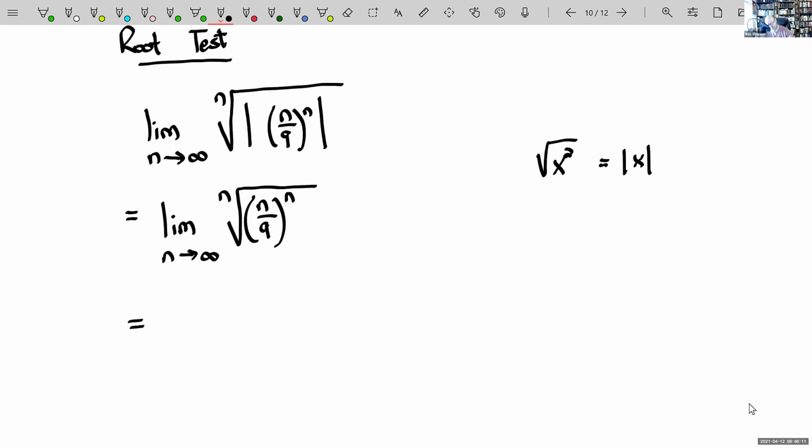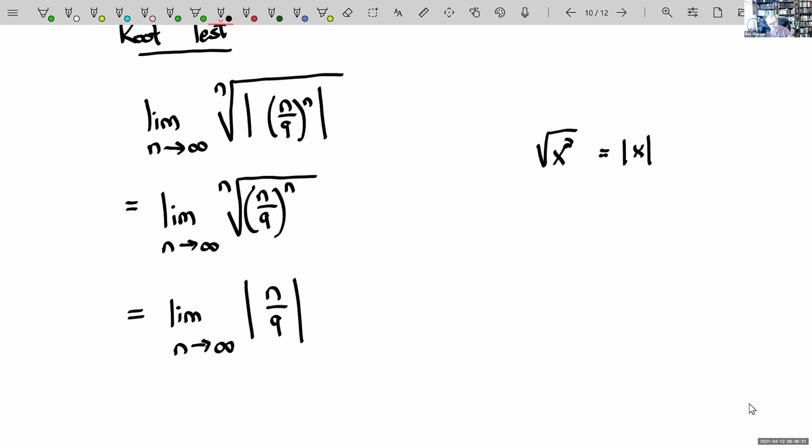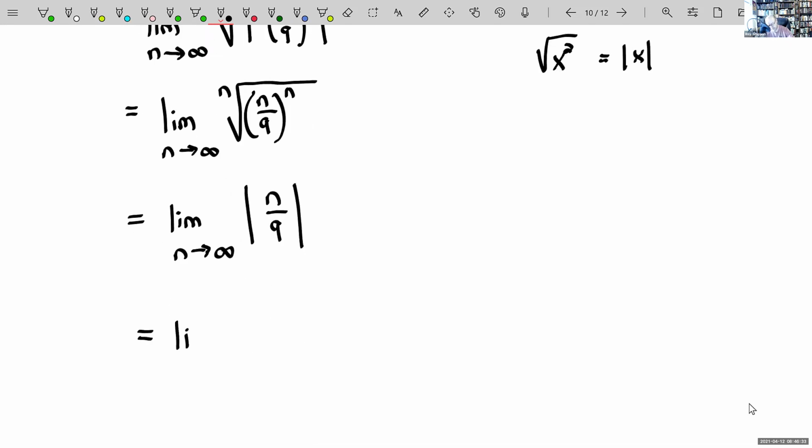And so this will be the limit as n goes to infinity. So basically I have a double absolute value going on here. Nth root of something to the nth power is always the absolute value of that. However, again, n is just positive. So if n is positive, I can remove those absolute values.